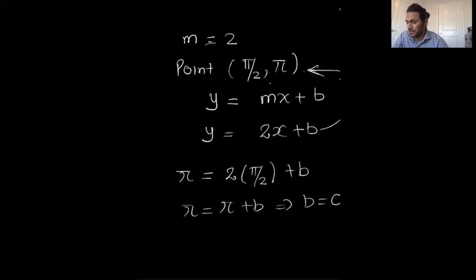Therefore, this gives you y is equal to 2x plus 0. So that's the equation of the line: y is equal to 2x.